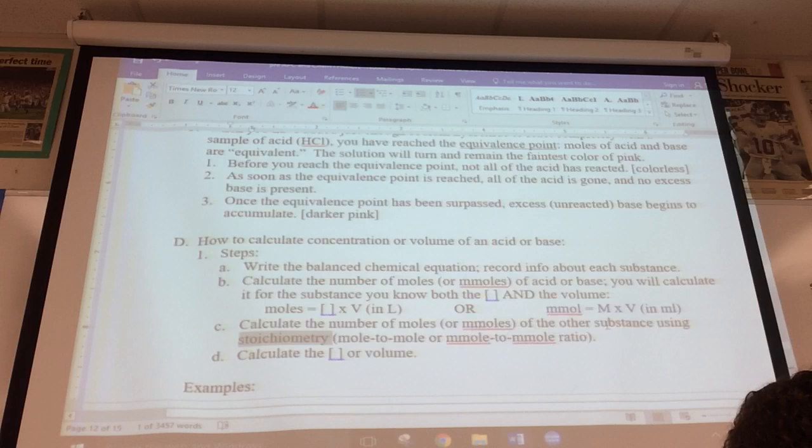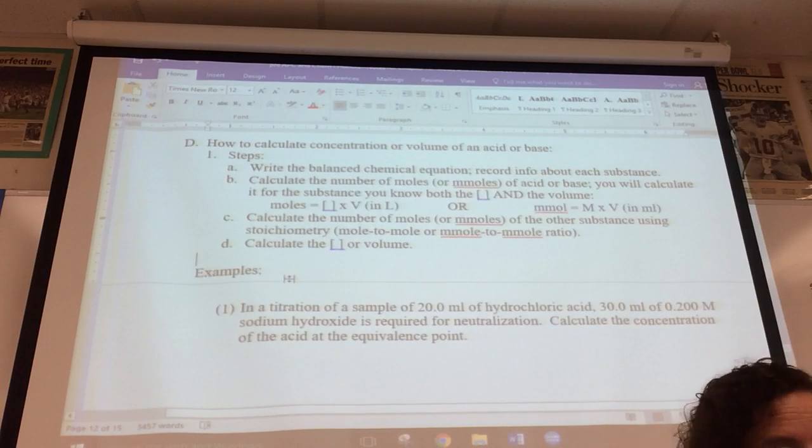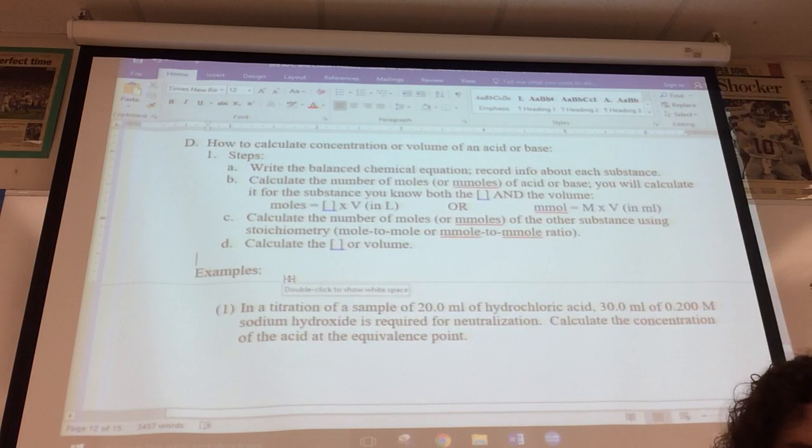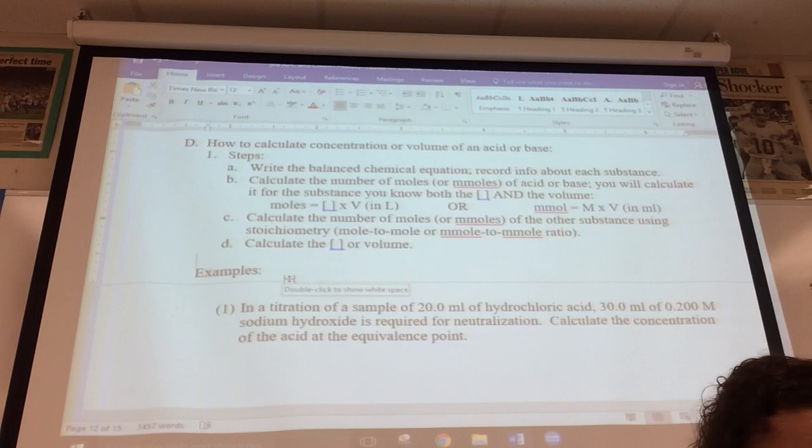Once you have millimoles of the other substance, you'll simply divide it by the volume to calculate the concentration, or divide it by the concentration to calculate the volume. I'll point that step out in more detail when we get to it. So it's a 4-step process. We're going to walk through the first example piece by piece as well as the second, and you'll try to walk me through as we get more comfortable with this type of analysis.